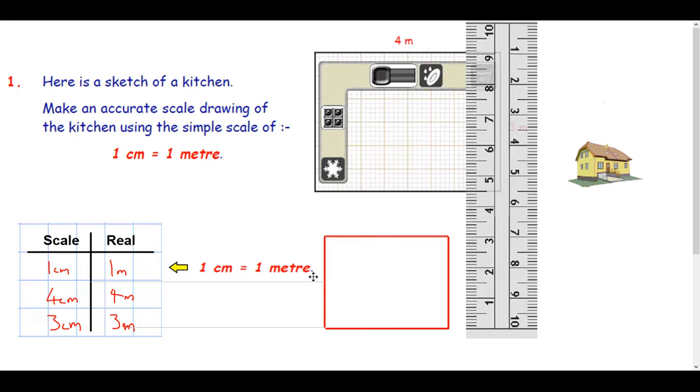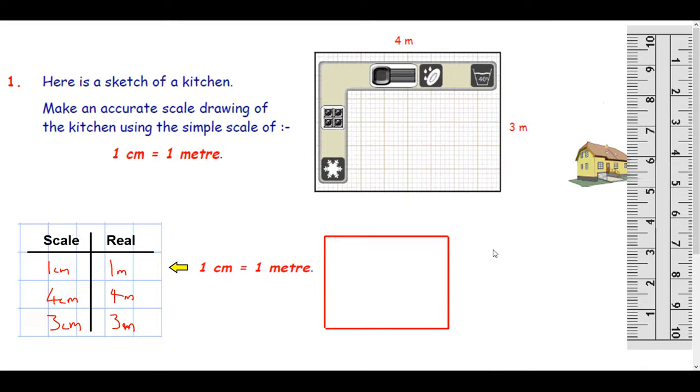Okay, once you've done that, what you could do is feed in some information onto the diagram. So you could say, okay, that's 3 centimetres, and you could say that's 4 centimetres. You could also put details inside the kitchen, like copy it out a wee bit. And I would probably put 1 centimetre equals 1 metre next to it. That would be a simple scale drawing of the kitchen there.